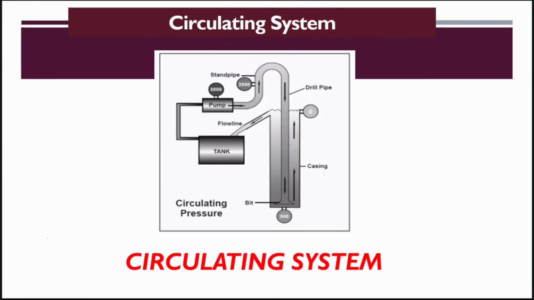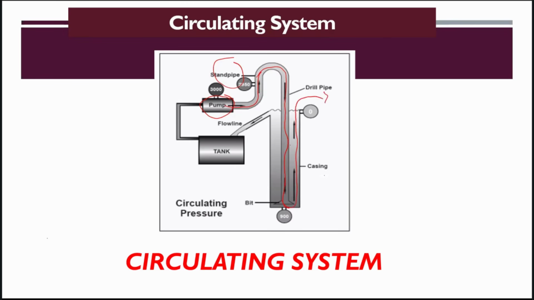So our circulating system looks like this from the pump. Okay, here we have the pump. We are pumping drilling mud. This is called a standpipe. From the standpipe it will go in the drill string, it will exit the bit, and it will come out of the annulus.